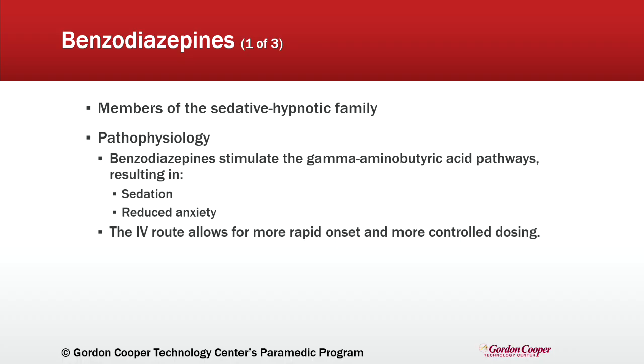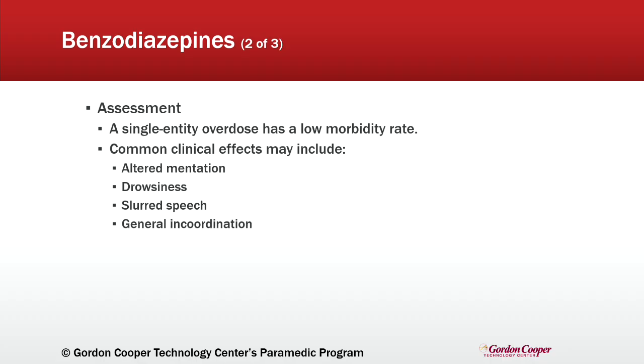Benzos work by stimulating that GABA pathway in the brain, which leads to sedation and reduced anxiety. When administered intravenously, benzos provide a fast onset of action and allow for more controlled dosing. If a benzodiazepine is indicated for a patient, follow your local protocols for administration and dosing. Ensure that you assess any potential adverse reactions and monitor the patient accordingly for those side effects.